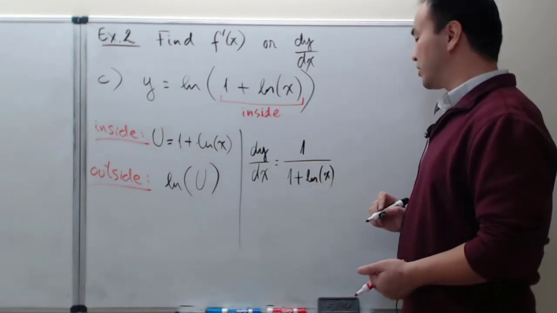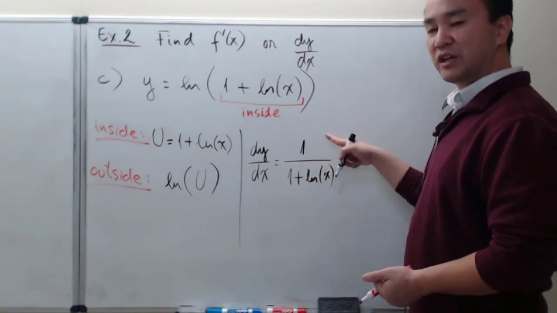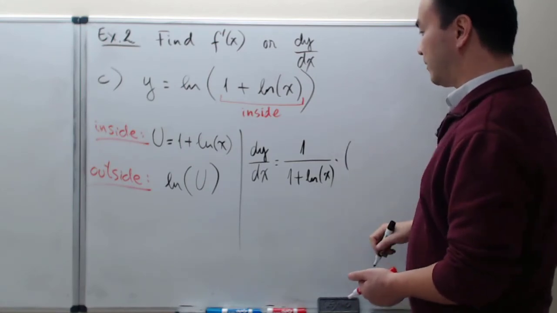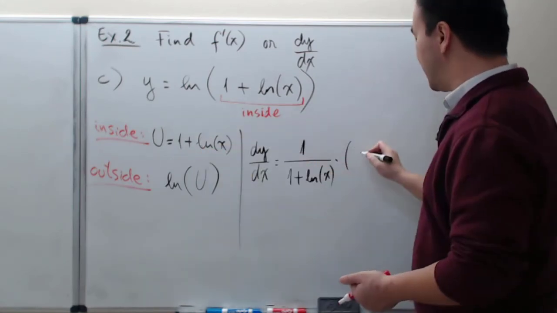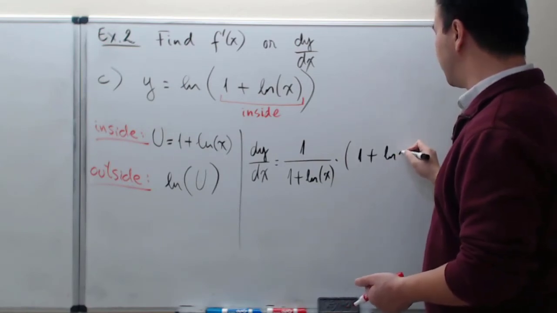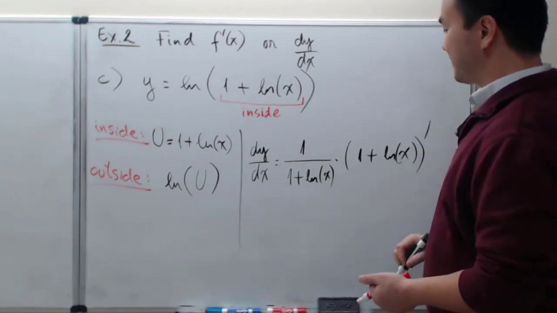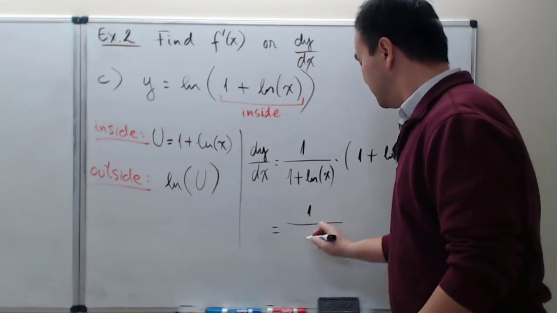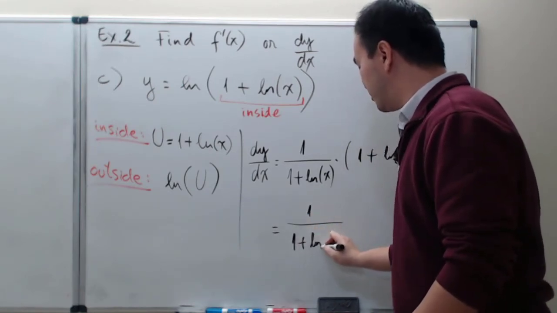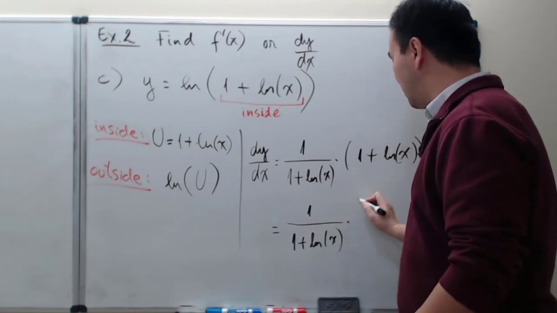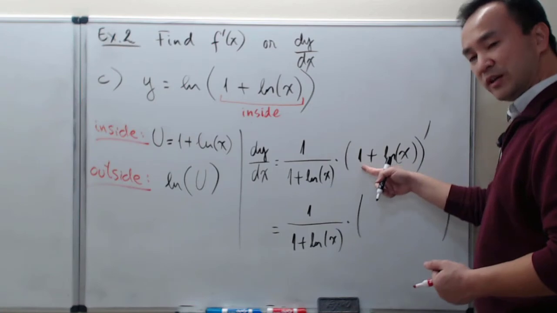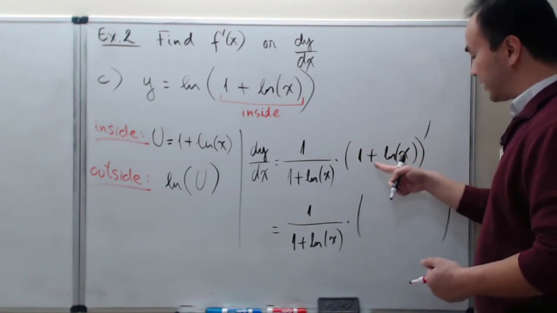Okay, so that's the derivative of the outside function. And now chain rule says we need to multiply with the derivative of the inside. The derivative of the inside is the derivative of 1 plus natural log of x. Okay, so now I just need one more step. So 1 over 1 plus natural log of x, and now multiply. Again, that sum rule is going to apply, meaning we can do the derivative term by term here.